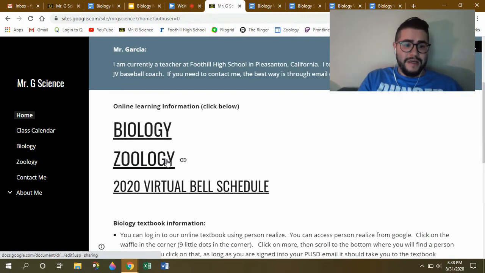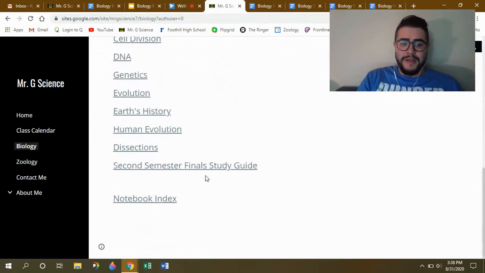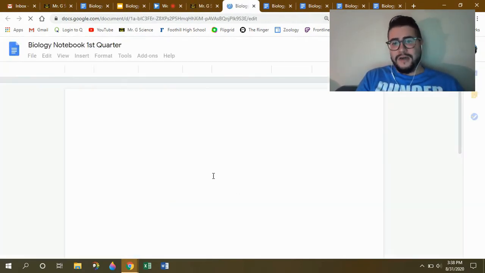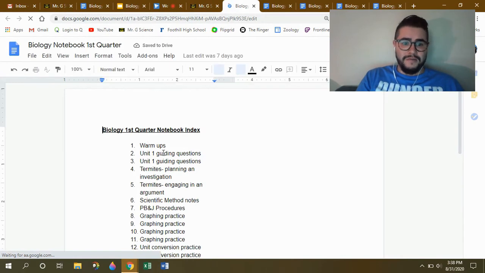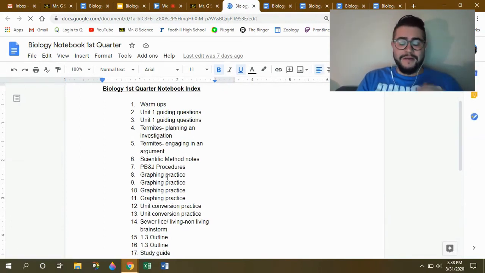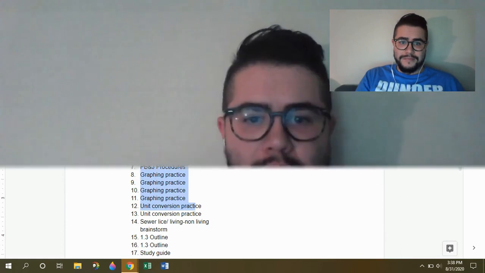If you go to the class website, you can also see what's supposed to be on every page. There's a notebook index that shows you this is what page 1 looks like, this is what page 2, 3, 4, and so on, so that if you ever want to see if they're on top of things and as organized as they should be, you can look at their notebook and make sure things are on the right pages. So hopefully that answered most of your questions.